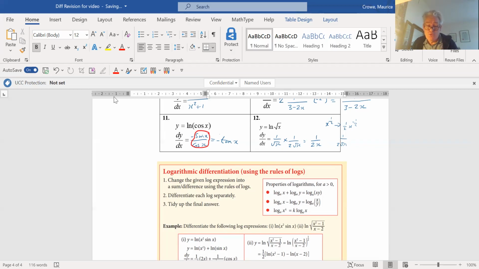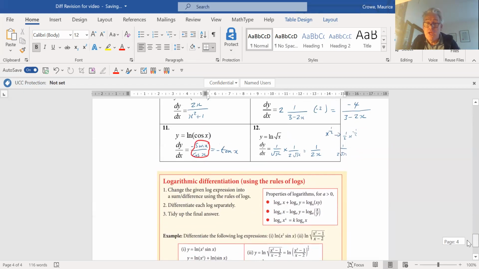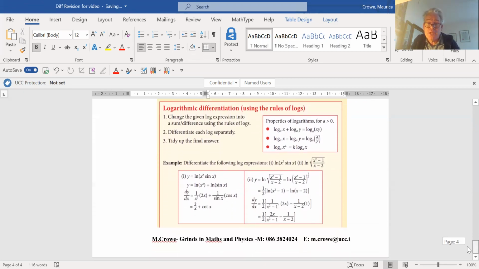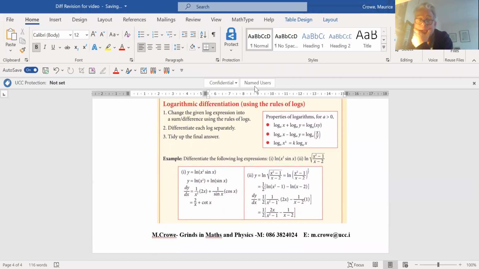So you could see I just do one of these then. Oh yeah, these are from the revision booklet. This hasn't come up for a while. So these are the properties of logs. They're in the log tables, and they'd want to be in the log tables. This one here now, the ln of that. So I'm talking about differentiating functions that are log functions, okay?